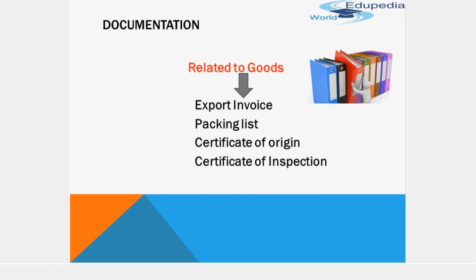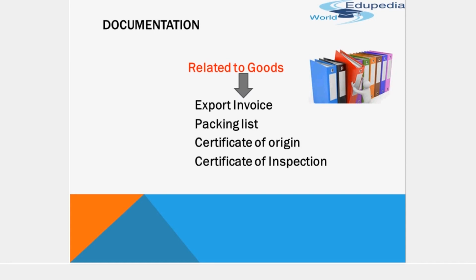Fourth is the certificate of inspection. What is the certificate of inspection? Wherever inspection is required, in order to ensure that only good quality products are exported, the government has made it mandatory for certain products to be inspected by some authorized agencies. So the government has nominated certain authorized agencies from which the inspection is done, like the Export Inspection Council of India, which we can say in short form EICI.